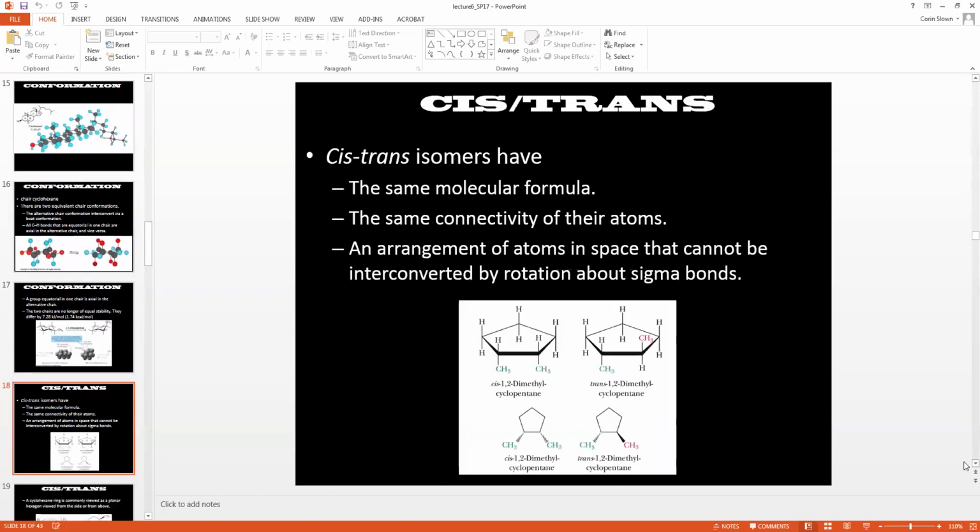Last thing we're going to talk about are cis-trans isomers. These have the same molecular formula, they have the same connectivity of their atoms, and then they have an arrangement of atoms in space that cannot be interconverted by rotation about sigma bonds. So because they're fixed, now they have a relationship with respect to each other. So here they're on the same side, which means they're cis. Here they're on opposing sides, which means they're trans.